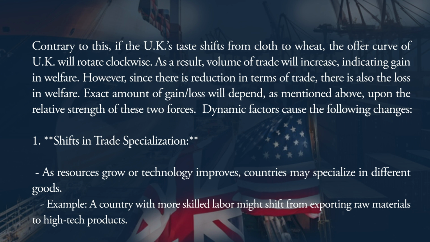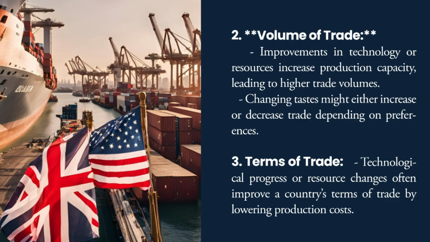As resources grow or technology improves, countries may specialize in different goods. For example, a country with more skilled labor might shift from exporting raw materials to high-tech production. Then volume of trade: improvement in technology or resources increases production capacity, leading to higher trade volumes. Changing taste might either increase or decrease trade depending on the preference.